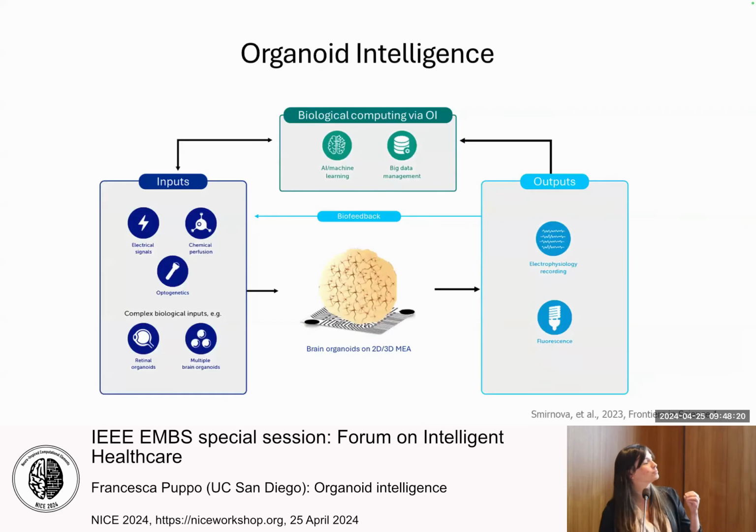So now we want to use all these tools that I just described to implement the organoid intelligence paradigm. So we have the organoid, we have several inputs, like electrical stimulation, optogenetics. We could even connect retinal organoids to have more complex inputs. And we have the outputs, like imaging or electrophysiology recordings. We are missing the biofeedback loop and the computation, like the AI or machine learning computation that can process, decode and code the signal throughout the whole process and train the organoid.